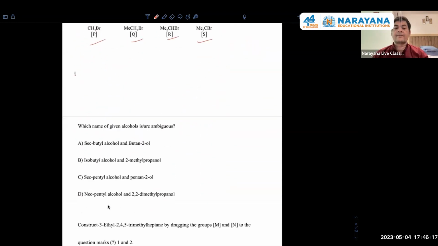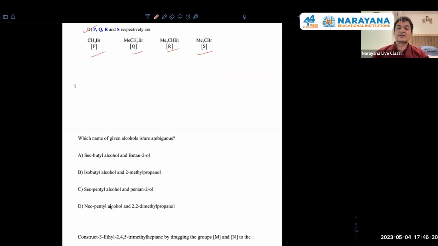Okay, right? Now see this question. This is just an easy question because JEE Advanced already asked this type of question in the Advanced paper. Check this question: which name of the given alcohol is or are ambiguous? First, please see the question properly. Such a type of question may also come, because that kind of question already came in JEE Advanced for different compounds. So which names of the given alcohols are ambiguous?